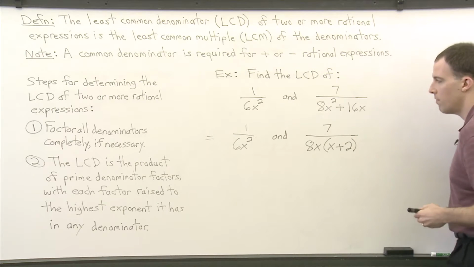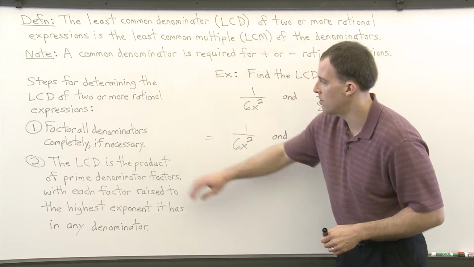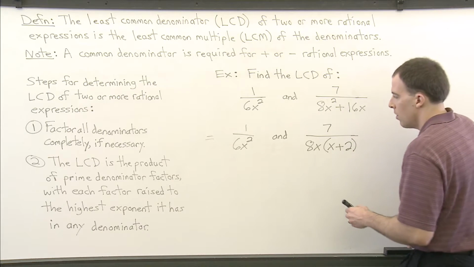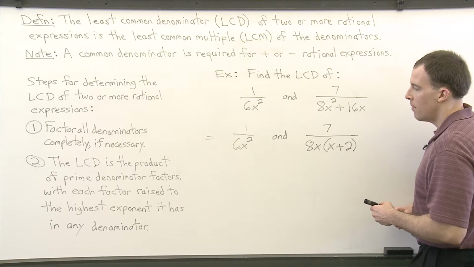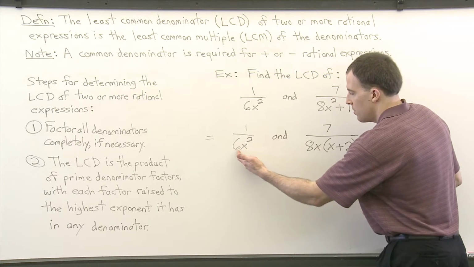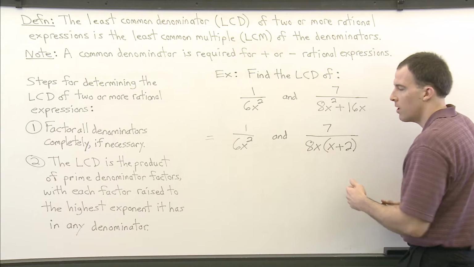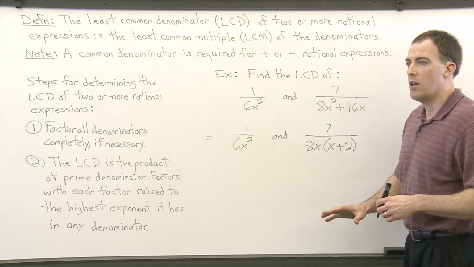Okay. So the very first step when trying to determine the least common denominator is to factor all denominators completely if necessary, and I believe that I've just done that. So comparing the two denominators, we're thinking about what the least common multiple of the two denominators is. Between a 6 and an 8, the least common multiple of those two numbers is 24. If you can just see that in your mind and just go with 24, then that's ideal.